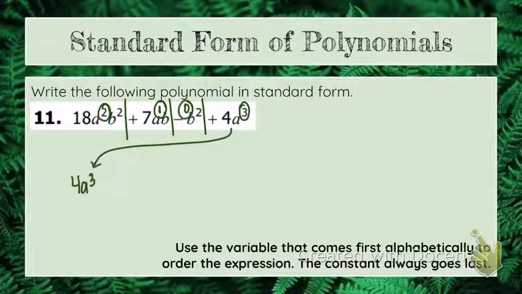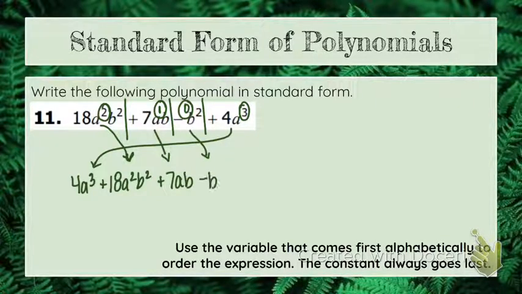And then the next one is squared. So that's a positive 18a squared b squared. And then we have a 1. So that's a positive 7ab. And then no a's in this one, negative b squared. So we have 4a cubed plus 18a squared b squared plus 7ab minus b squared. And that is in standard form.